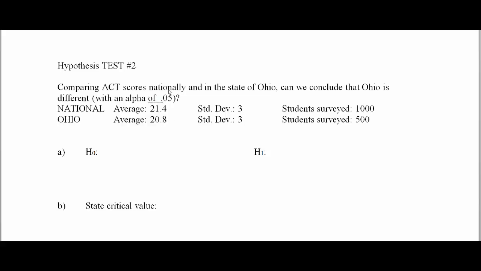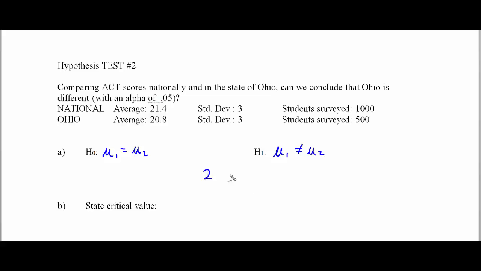So our null hypothesis is going to be, are the two averages the same? So is mu1 equal to mu2? Or is there a difference? Because it's asking, can we conclude that Ohio is different? And so our alternative is mu1 is not equal to mu2.